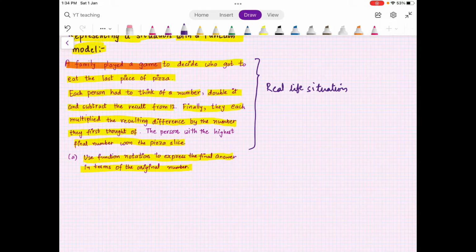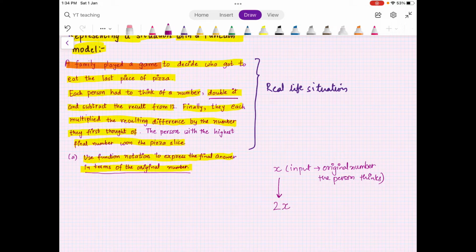So we say, suppose x is our original number we thought of, right? So you have to express the final answer in terms of the original number which a person thought of. So this is, suppose, your input, and this is the original number the person thinks. Okay, now see what you have to do. You have to double it. So there is 1, you will just make it double. So that is 2 times x.